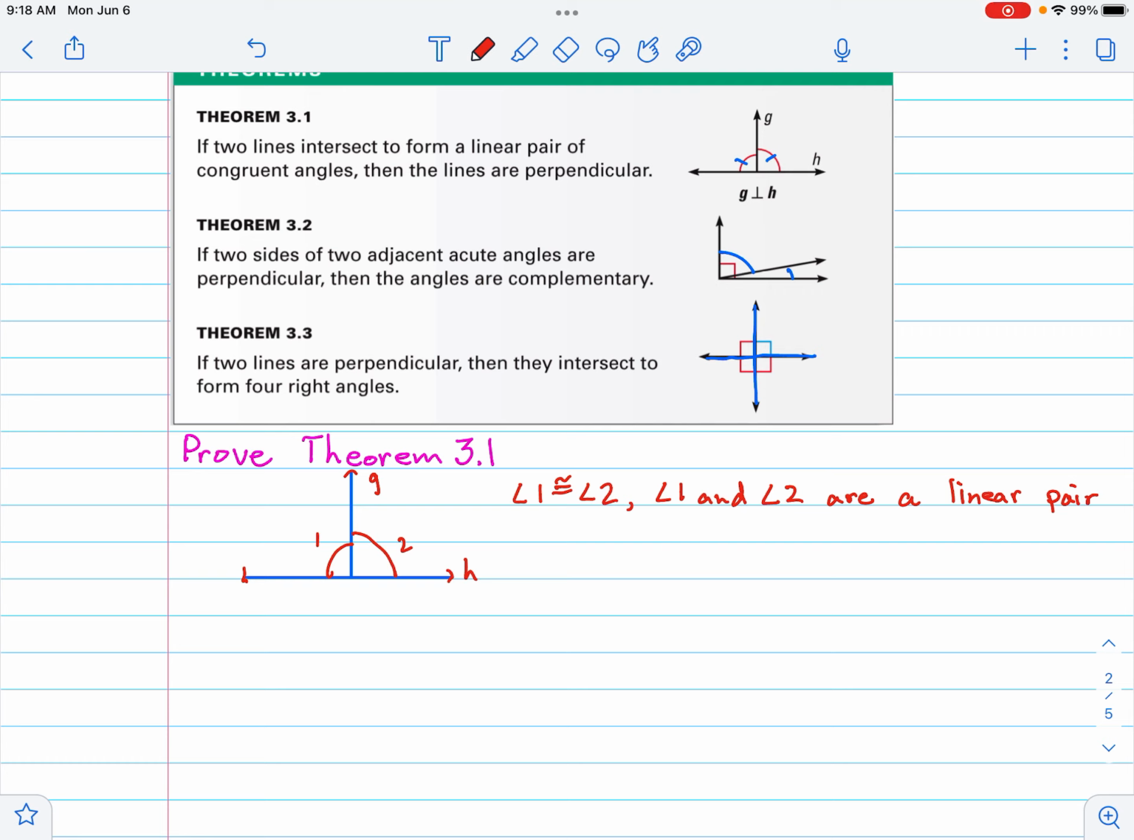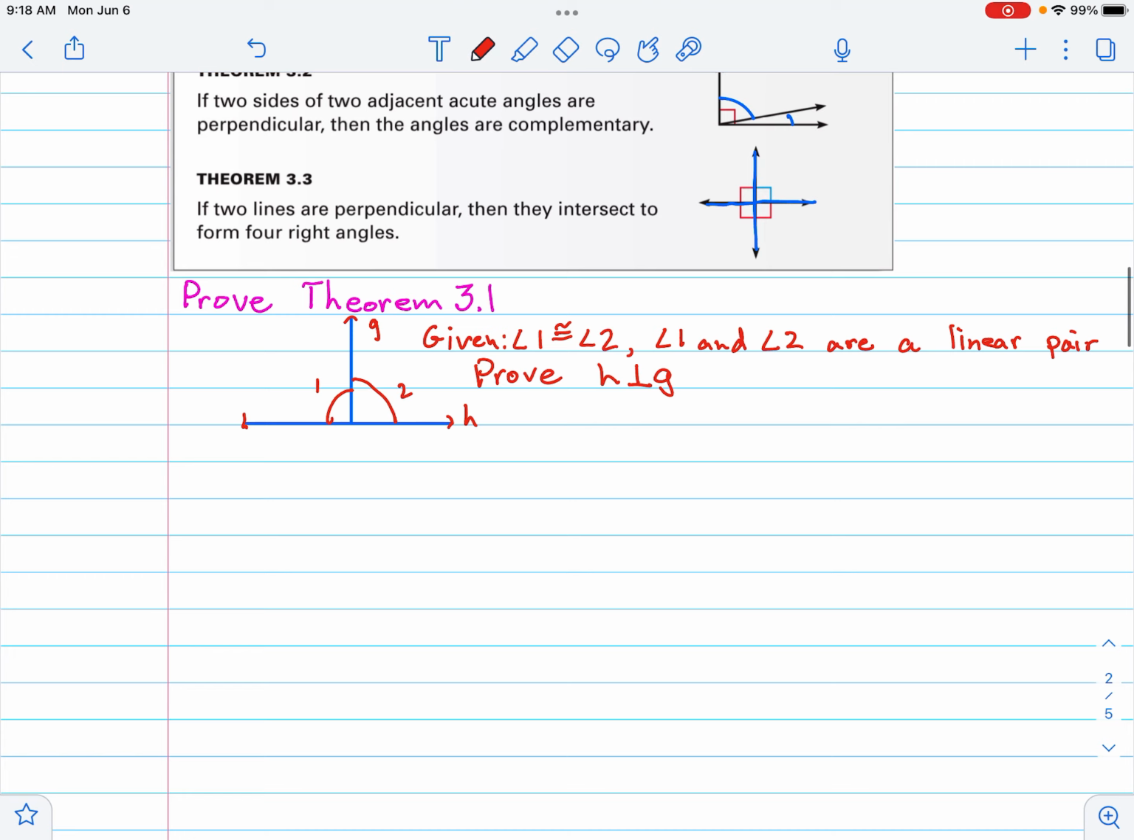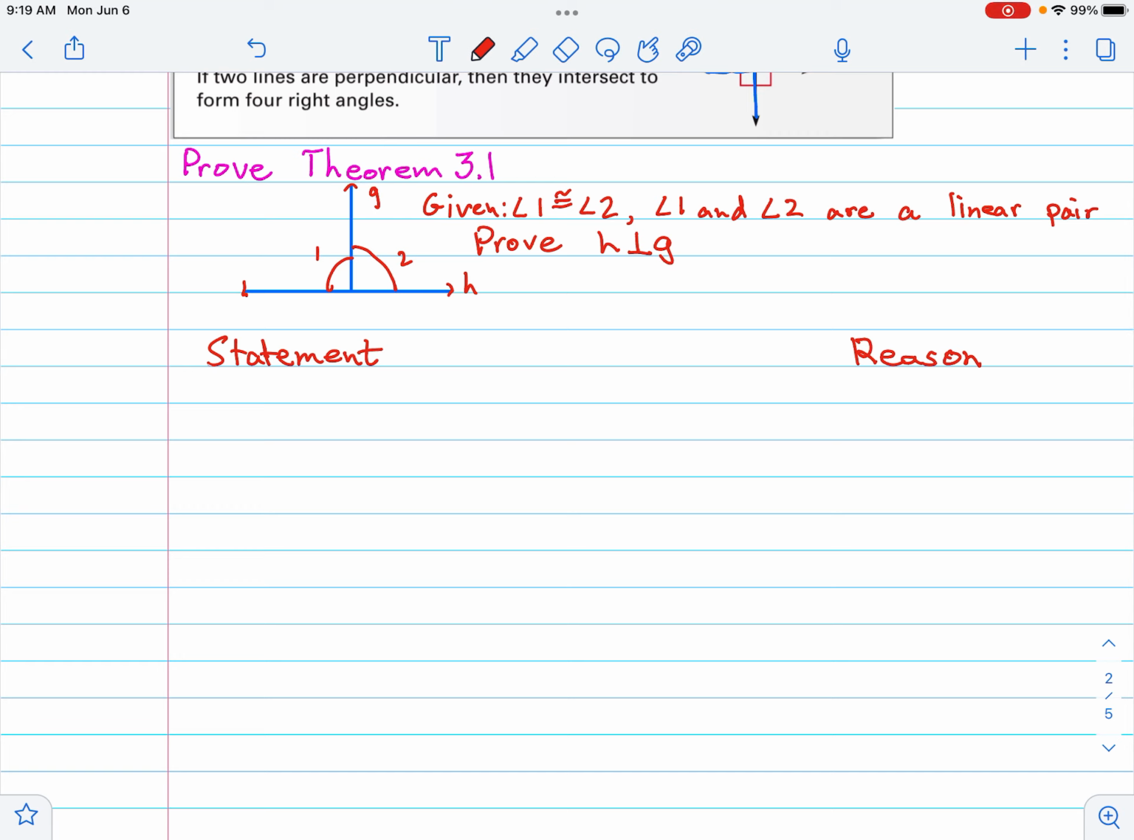Now, this right here is what's given. And what we want to do is prove that line H is perpendicular to line G. That's what we're asked to prove. Okay, so let's see how we would proceed. First of all, I've got my statement, and I've got my reason over here. Now remember, this is not the only way you can prove. You can use different structures of your proof, but I'm just getting us used to this.